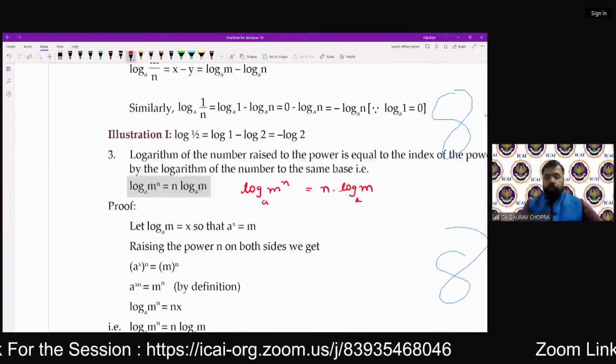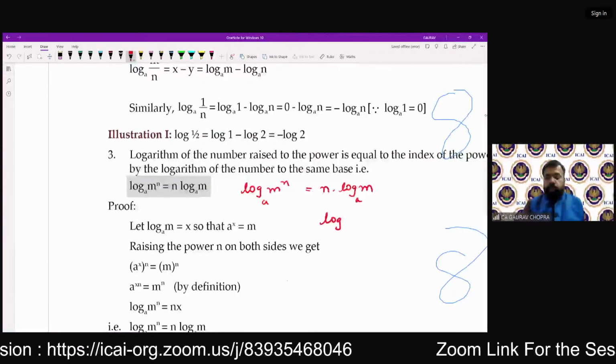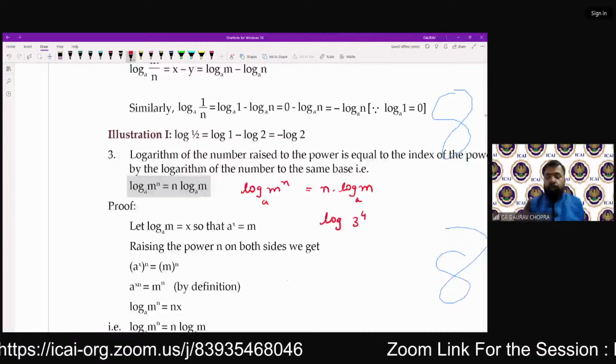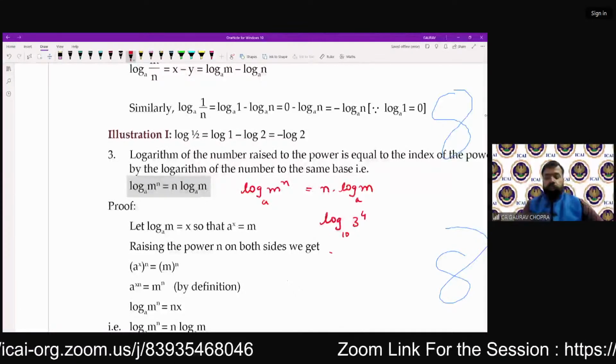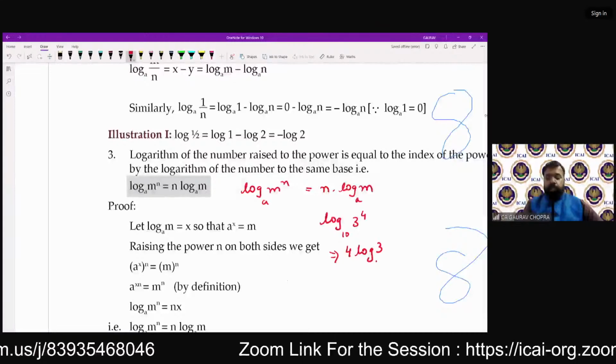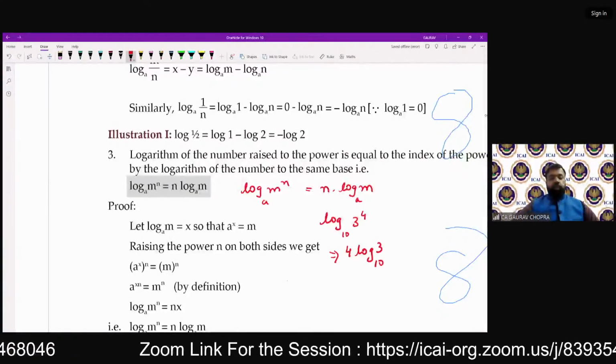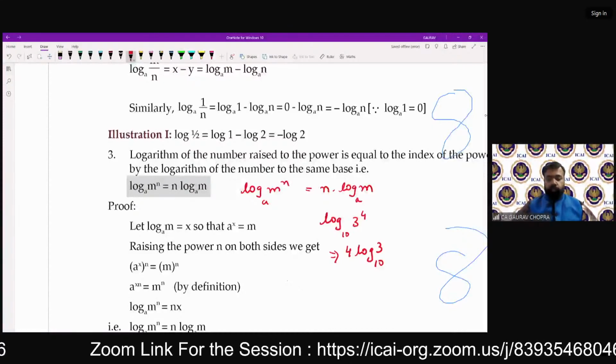For example, if I have written log of 3 to the power of 4 base 10. So what will be your result? It will be 4 log 3 base 10. So this will be your required result.